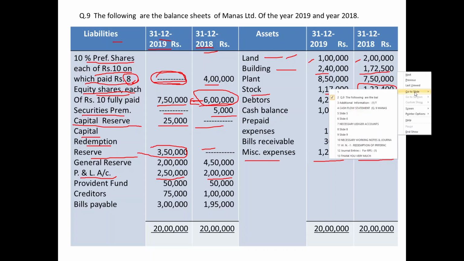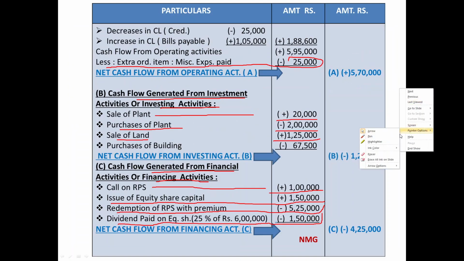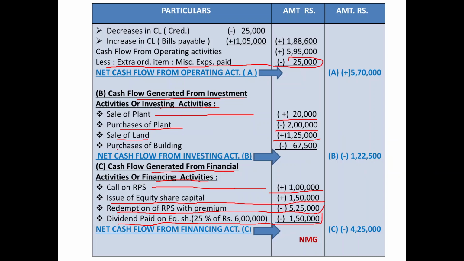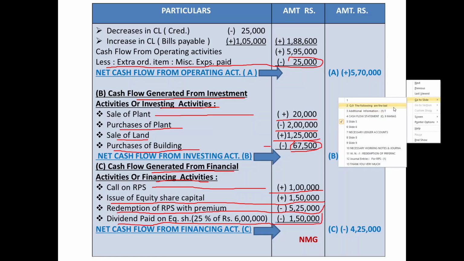Under title B, investing activities, purchases of building. Have a look. Purchases of building minus 67,500. It indicates cash outflow. Purchases made in the current year. Once again, balance sheet verification.